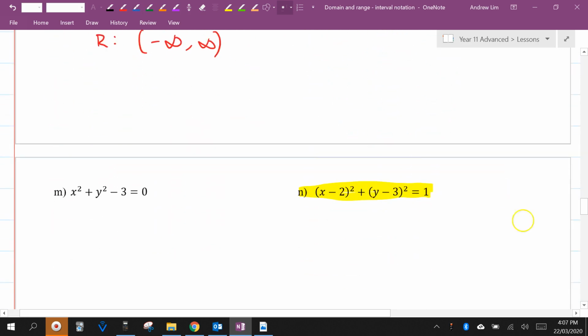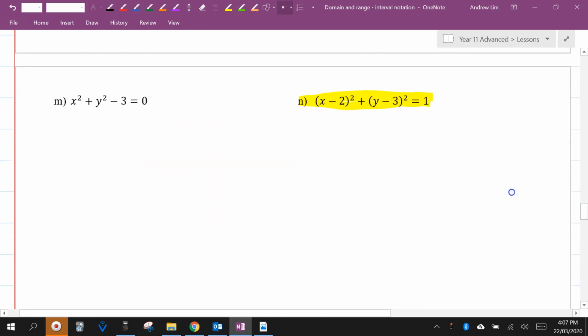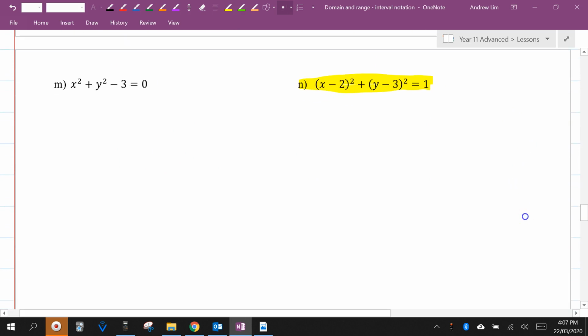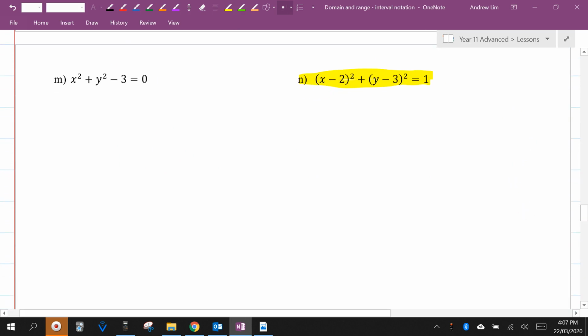Alright. If you have any questions, just email me. Happy to answer. Let's look at n. So here we have (x minus 2) squared plus (y minus 3) squared is equal to 1, which means that we know that this is a circle. It's just that the center of the circle is (2, 3) and the radius is 1.